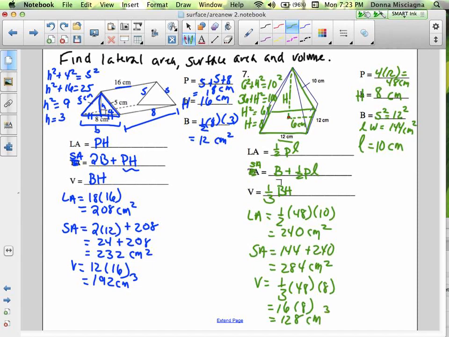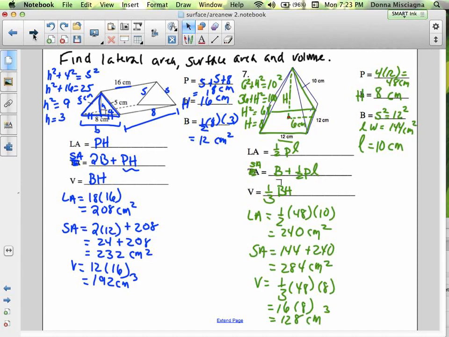And there we go. We found surface area, lateral area, and volume for the prism and the pyramid. If there was any part you did not understand or want me to review or do additional problems with, just put a little star by it, and I'll do that in class. All right, 2 down, 4 to go.